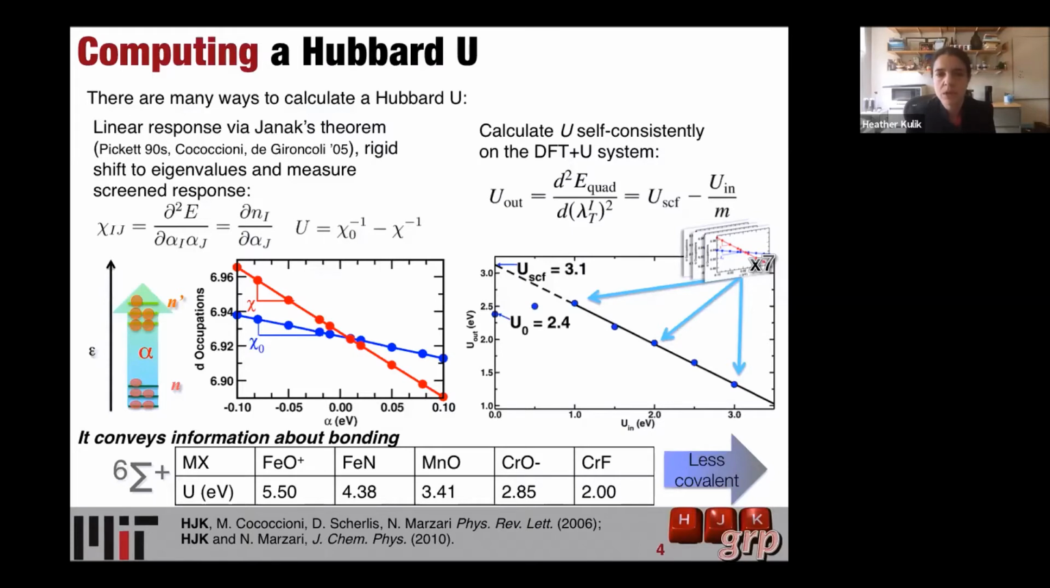So for instance, when we compute the linear response U in this way for increasingly ionic molecules, where the bond goes from more covalent and delocalized to more ionic, the Hubbard U that we compute intuitively follows this trend that it decreases. And it decreases in a way that makes sense as the bond gets more and more ionic. So Hubbard U values are generally going to be high the more covalently bound our system is, the more delocalized the electrons are.